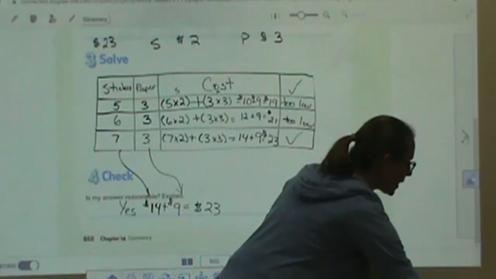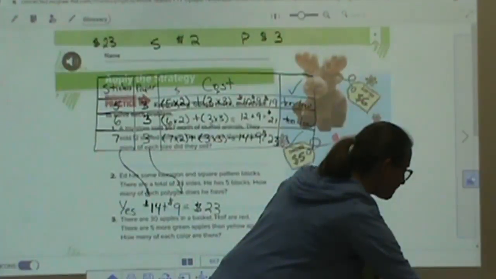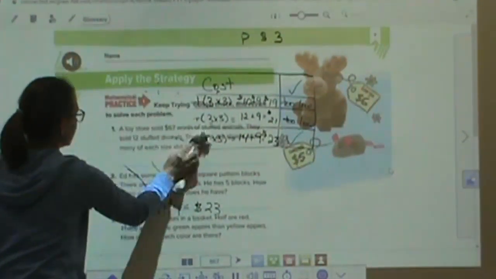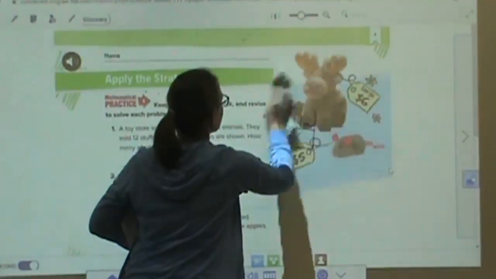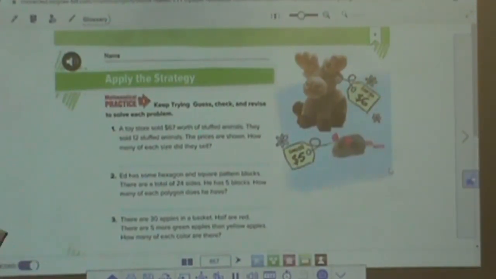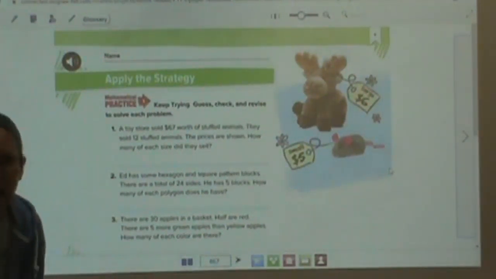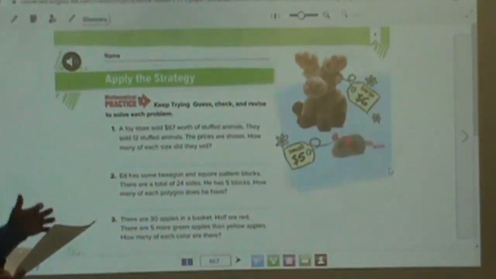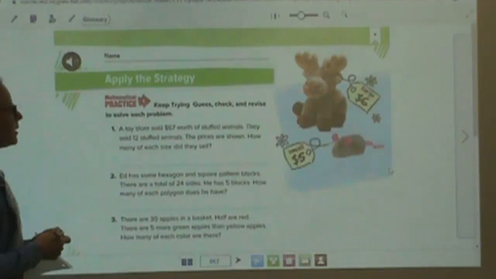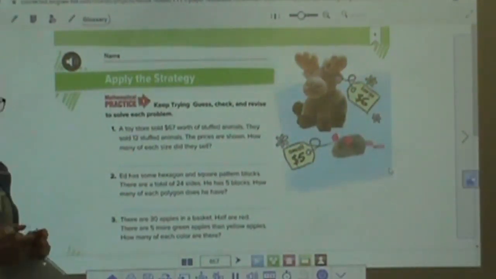Okay, let's jump to the next page. We're going to solve the first couple on this page. I am now on, let's see, page 867, number 1. We're just going to have to work in the margin of our book, or you could get another sheet of paper. Listen as I read the first question and follow along with me.